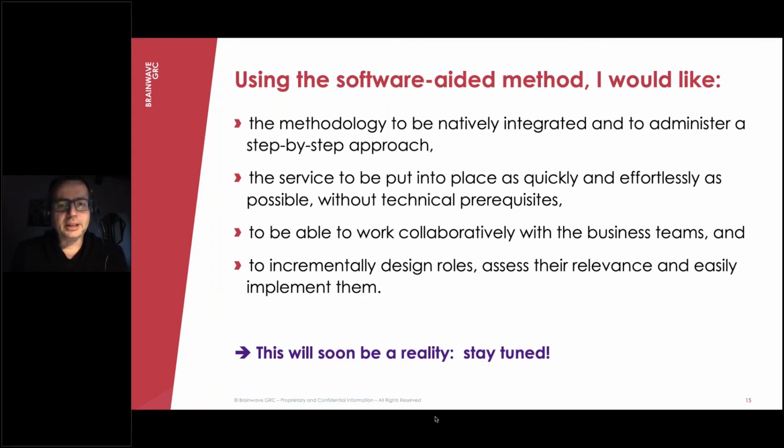And finally, the ability to design roles, assess their relevance, and implement them in production incrementally. And especially because it can be a tedious process, you have to be able to demonstrate very rapid results and show some ROI to the approach, but also because things change.